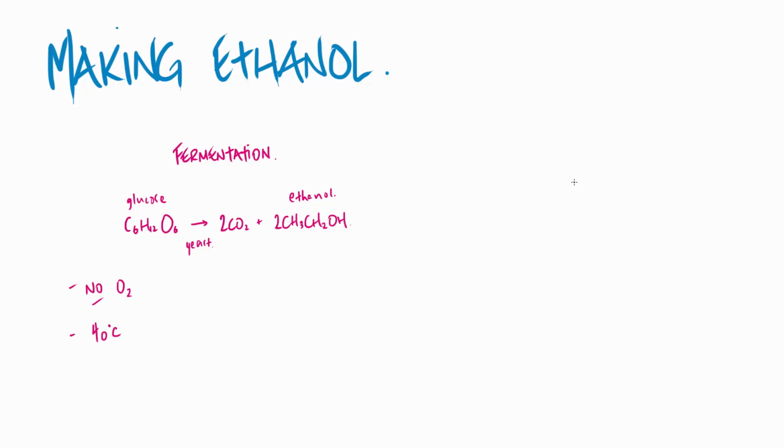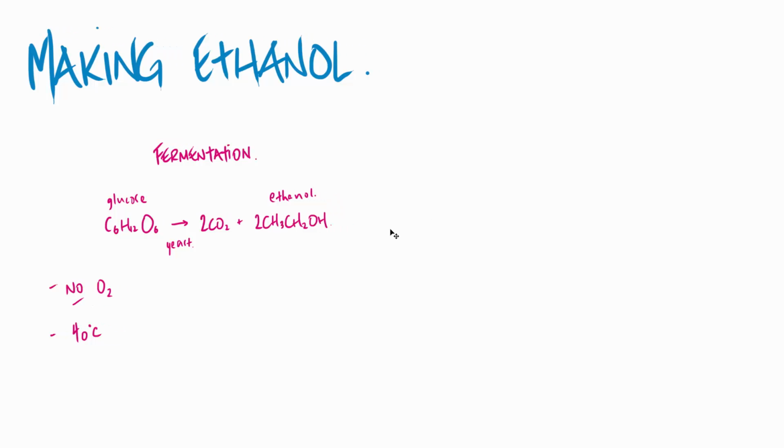I'm going to look at comparisons between this and the other process, which is hydration of ethene, but that's fermentation. This is our equation, producing carbon dioxide. Conditions: no oxygen required, and around about 40 degrees Celsius for that process.